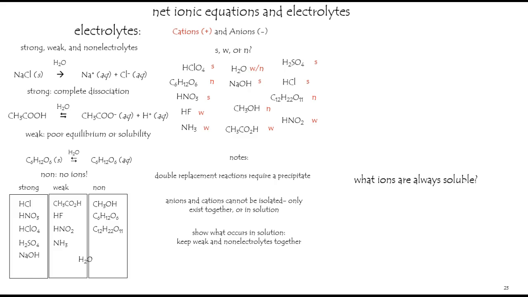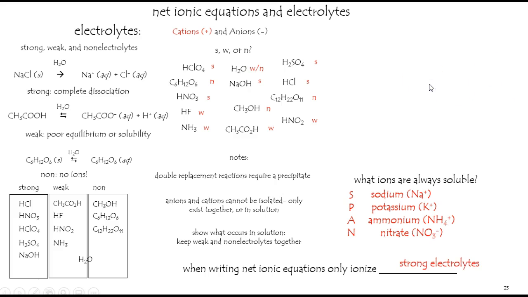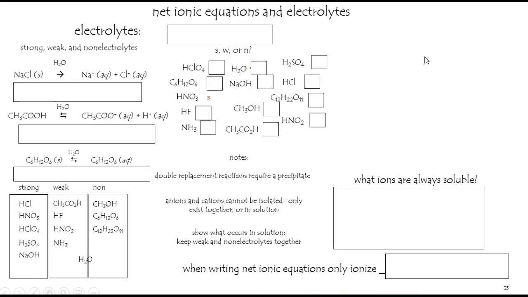There are some ions that are always soluble. The ones that you really should know are by memorizing SPAN. It's S for sodium, P for potassium, A for ammonium, and N for nitrate. If you have those ions, it's always soluble. And when writing net ionic equations, only ionize those strong electrolytes. This is an introduction to net ionic equations from the point of view of electrolytes.